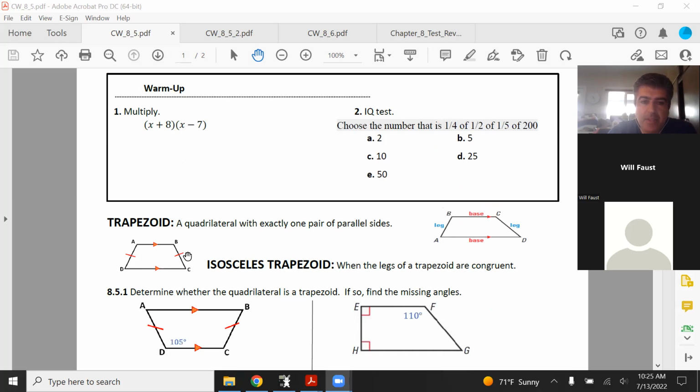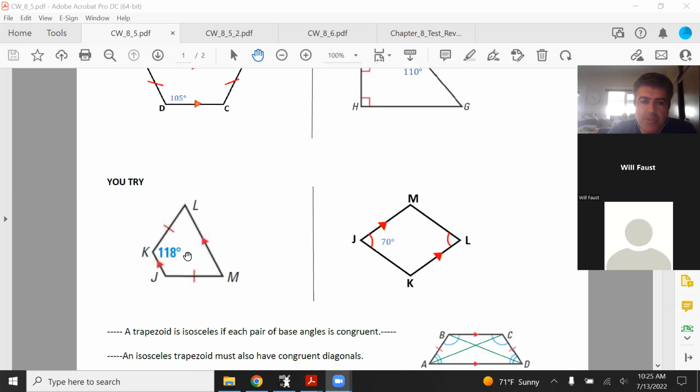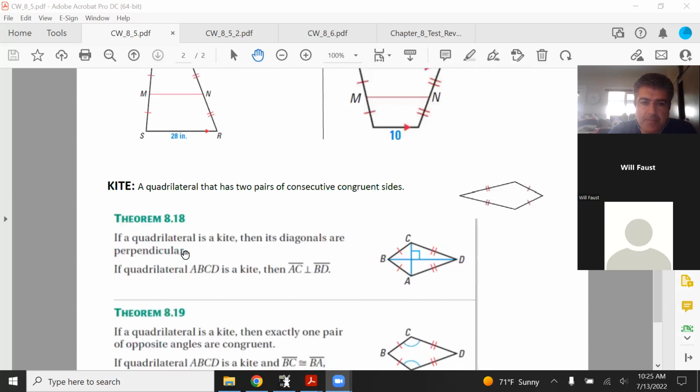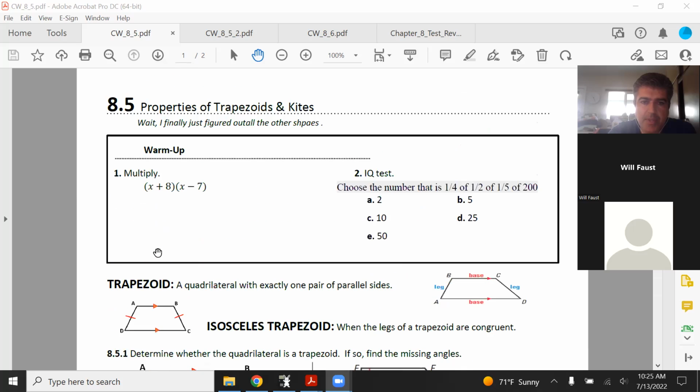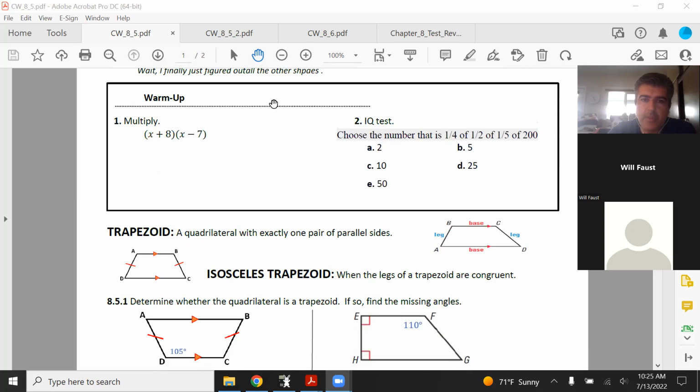All right. So let's do a little teaching, or lessons, on trapezoids and kites. And then we'll do these notes here. Let me go to a whiteboard.